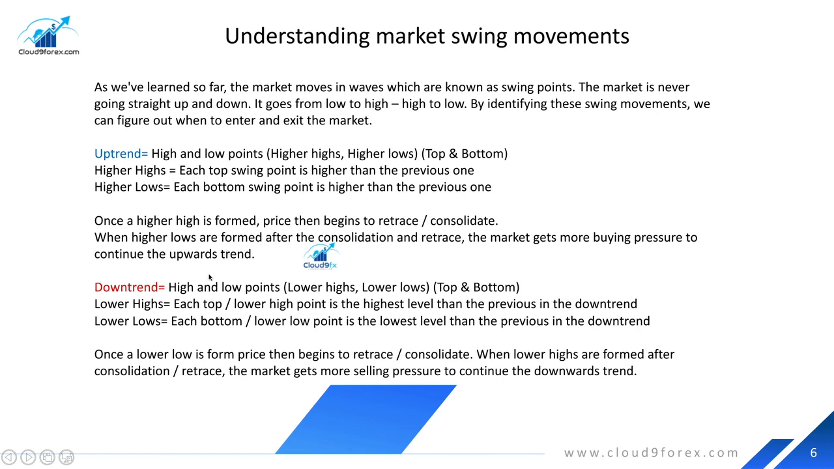trend. So same thing happens in a downtrend, except it's bearish and we still have tops and bottoms, but they're lower highs and lower lows. So lower highs, each top is a lower high than the previous. Lower lows, each bottom is lower than the previous. Once a lower low is formed, price then begins to retrace and consolidate. When lower highs are formed after consolidation and retrace, the market gets more selling pressure to continue the downwards trend.